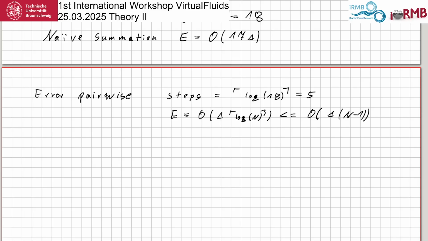I mean, this is quite substantial. Yeah, we go from 17 times delta to 5 times delta in this case. Okay, so we tried to implement all sums in the code like this, and if you go into the code and implement something, please try to do the same thing.